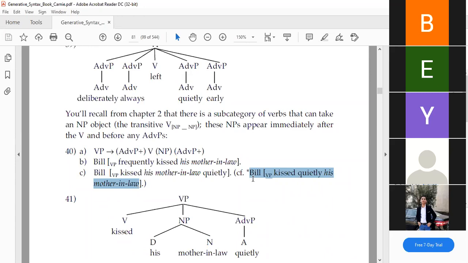You can say it in maybe six or seven words: the adverb separates the NP from the V. Or you can say the NP must appear immediately after the verb and before the adverb. This is the problem in this sentence. The adverb quietly is used before the NP mother-in-law, and this is not possible.